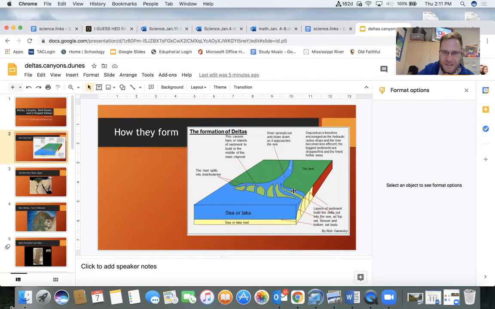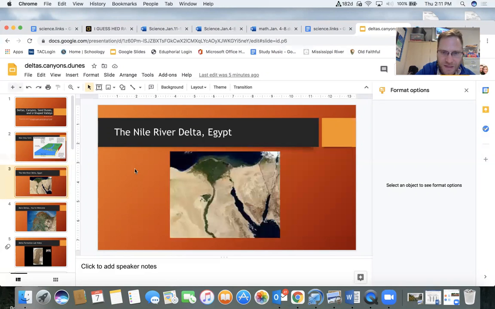And as it deposits sediment, it's going to be dropping some here, here, here. It's going to try to find its way to the sea, though. The river's going to keep trying to get to the sea, and so it's going to carve out channels throughout this area. But this soil that it's brought is extremely fertile, very fertile soil. And because of that fertile soil, a lot of plant and animal life is able to grow there. So this is the Nile River in Egypt.